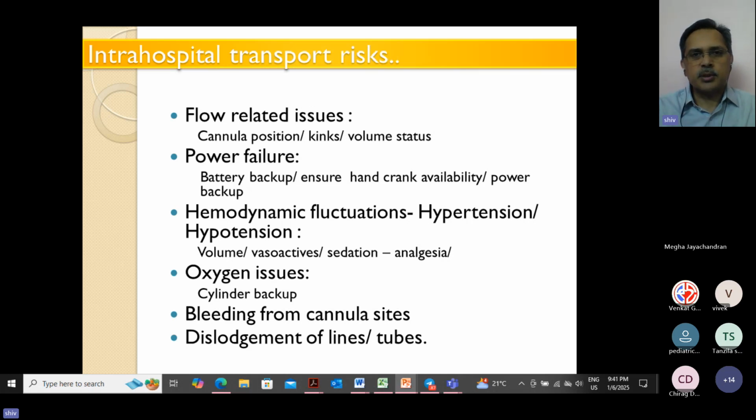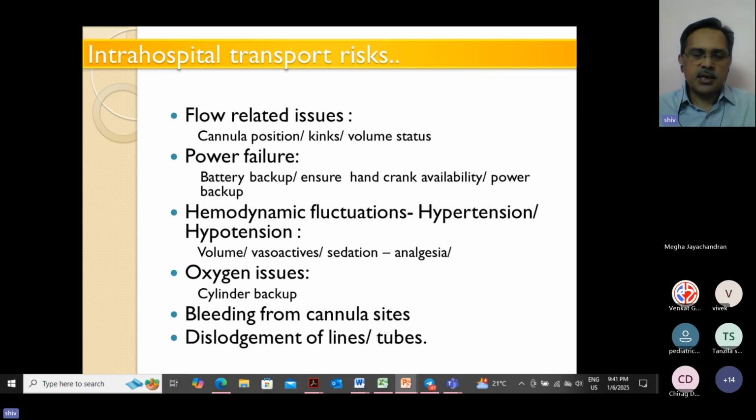So we need to go prepared to support intravascular volume. Power failure is a real problem if the battery backup is not good. So ensure you take your hand crank along with you and have a power backup if possible. Hemodynamic fluctuations are known to happen, especially hypertension, because we are disturbing this patient from the area and we are actually moving the patient down. So we should have adequate analgesia, sedation, and also carry vasoactive medications in case there is hypotension during the procedure or while we are transporting.